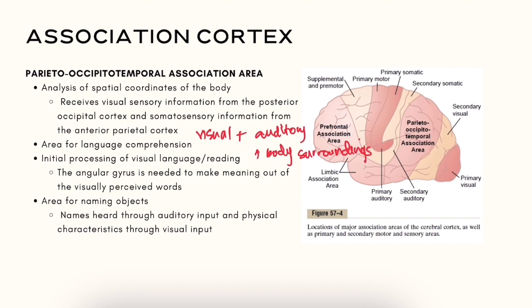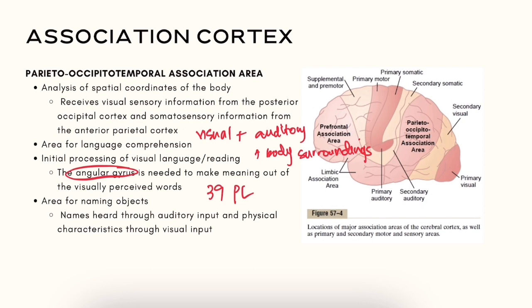Again, it's also for language comprehension and for initial processing of visual language, or reading. So the angular gyrus is involved in this, and this is needed to make meaning out of the visually perceived words. Now let's recall what area our angular gyrus is, if we can remember. So our angular gyrus is area 39, found in our parietal lobe. Remember that our angular gyrus is integrating all sensory modalities to understand written and spoken language. That's why this is connected to this association cortex.